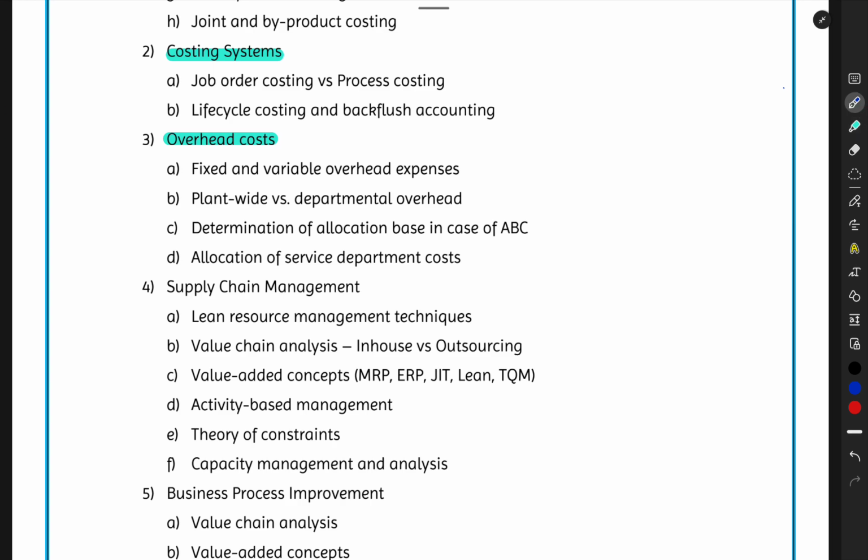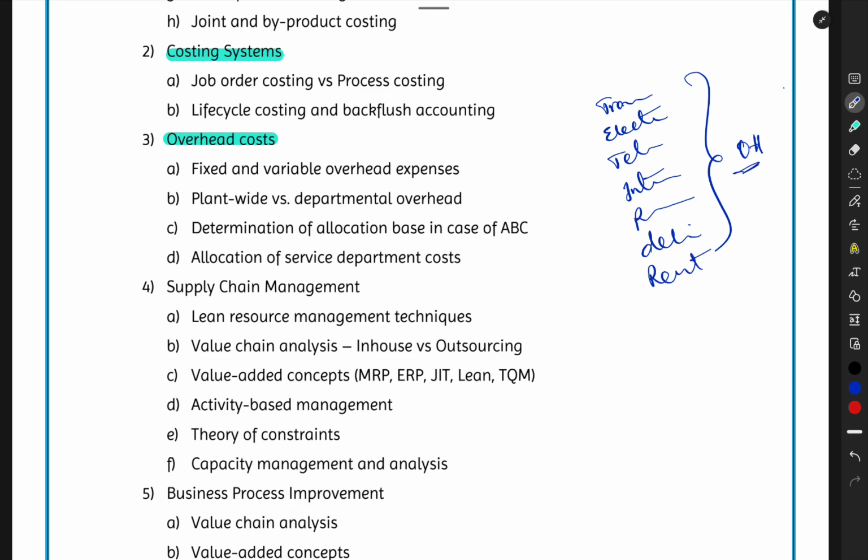Overheads are any other costs other than your material and labor. For example, transportation is there, electricity bill is there, telephone bill is there, internet bill is there, and packing and other material charges are there. Delivery charges are there. So all of these are combinedly called overheads. Rent too, these are all combinedly called overheads.